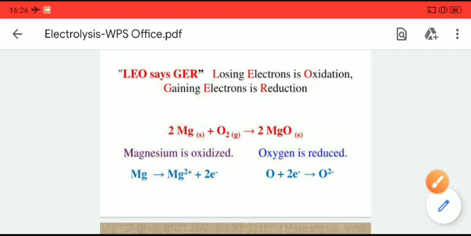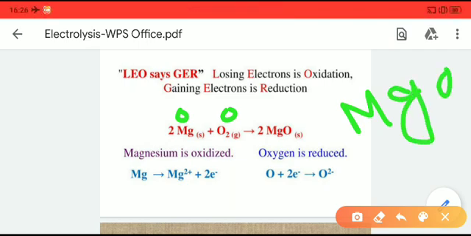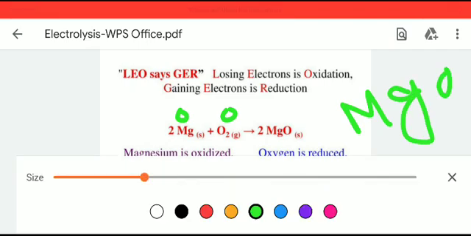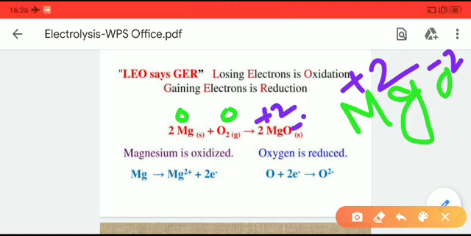Here, magnesium is neutral, so it has zero charge, no positive and no negative charge. Oxygen is also in a neutral state. But in MgO, magnesium is in the +2 state and oxygen is -2.